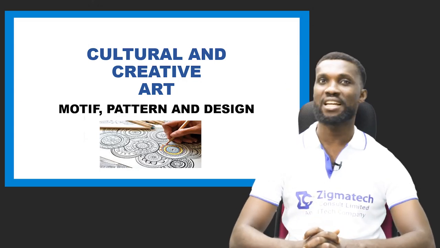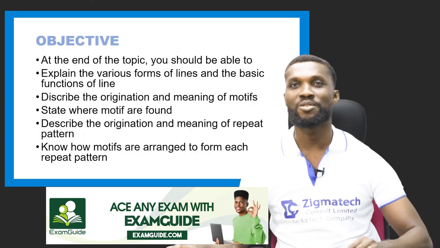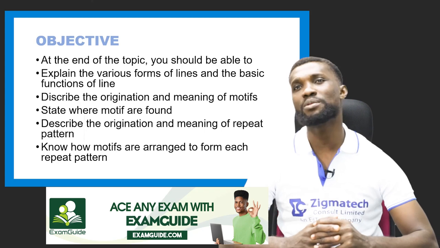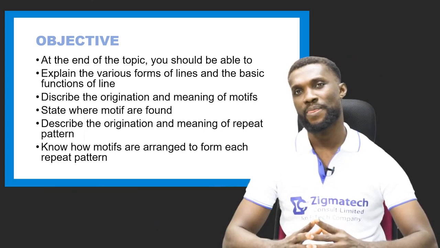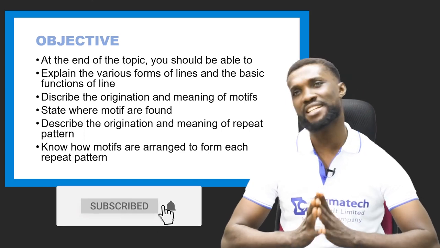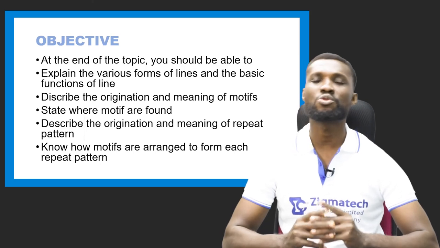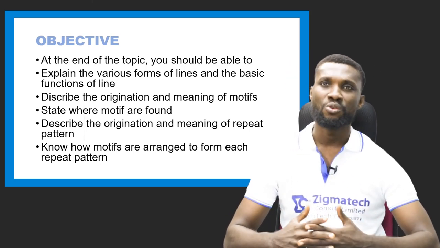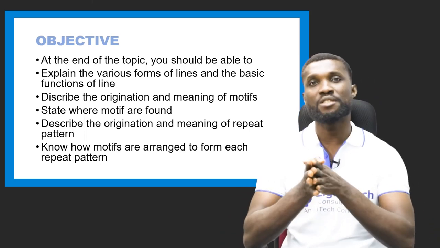Are you with me? All right, let's go there. My specific objective for this class is that at the end of this topic, you should be able to explain the various forms of line and the basic functions of line. Number two, you will be able to describe the origination and the meaning of motif. You should also be able to state where motifs are found. You will be able to describe the origination and the meaning of repeat patterns.